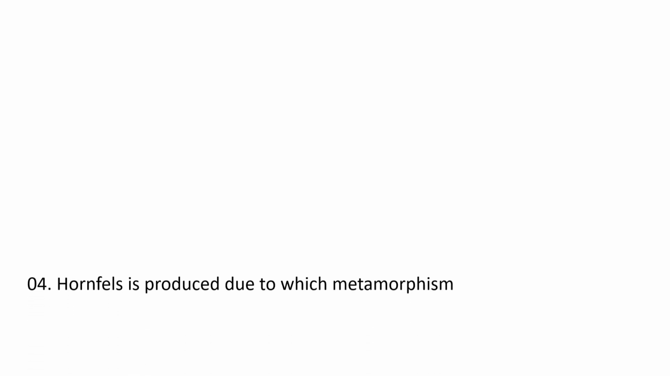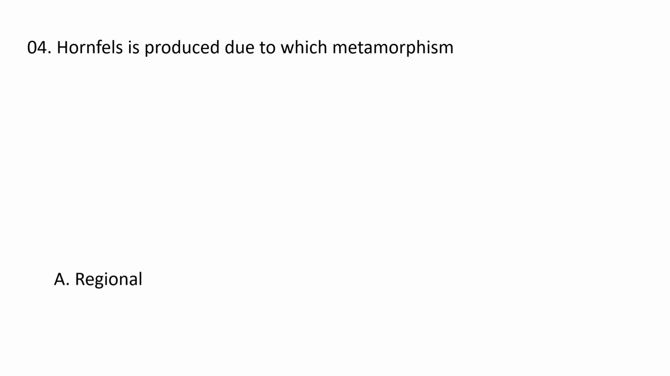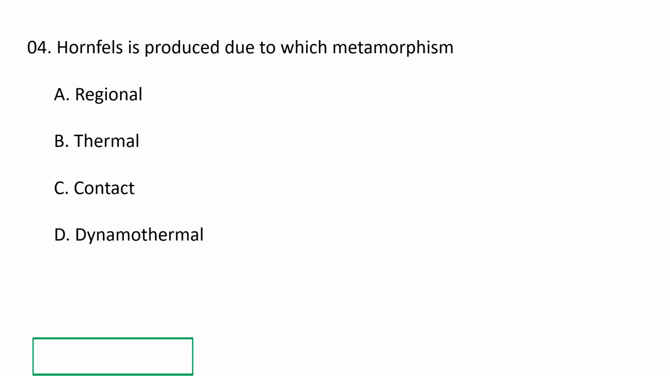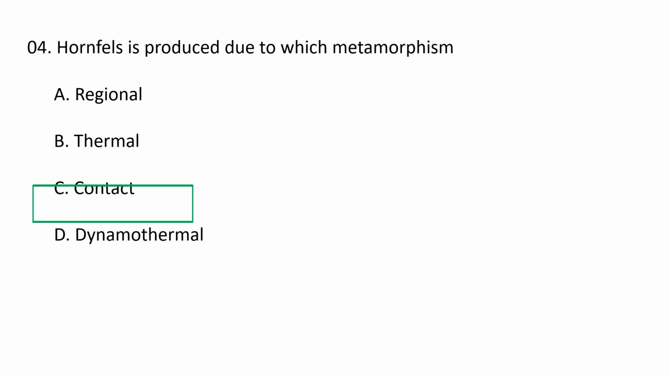Next question. Hornfels is produced due to which metamorphism? A. Regional, B. Thermal, C. Contact and D. Dynamothermal. Hornfels is produced due to contact metamorphism. Hornfels is a metamorphic rock formed by the contact between mudstone or shale or other clay-rich rocks and a hot igneous body, and this represents a heat-altered equivalent of the original rock, and this process is termed contact metamorphism. C is the correct option.